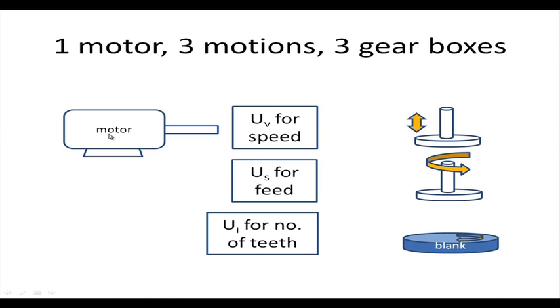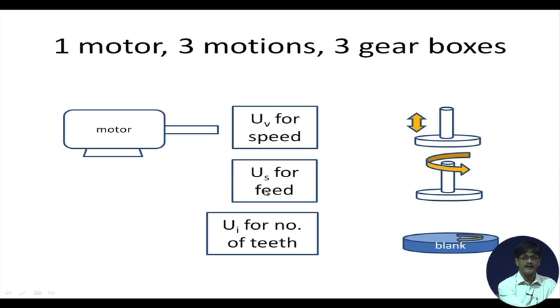So, this is the motor. There has to be a power source, and we are at present working with a single motor. That is quite strange. We have so many motions, why a single motor? We will find that a single motor is quite capable of providing all the motions that we want. We are now incorporating 3 gearboxes for the 3 motions. First of all, we name one gearbox UV, for changing the speed, which is going to serve the purpose of changing the number of strokes per minute.